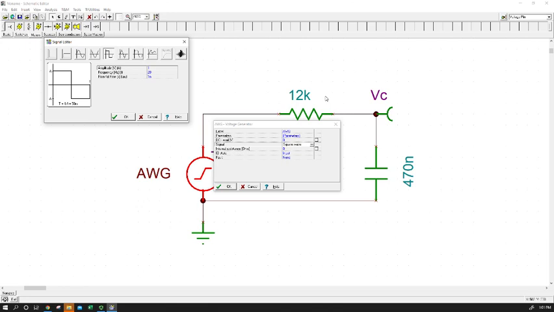So let's calculate what our time constant is. We can do 12 times 10 to the third for our resistor times 470 times 10 to the minus 9, enter. So we have a time constant of about 0.00564 seconds. So that's our RC, or our tau.